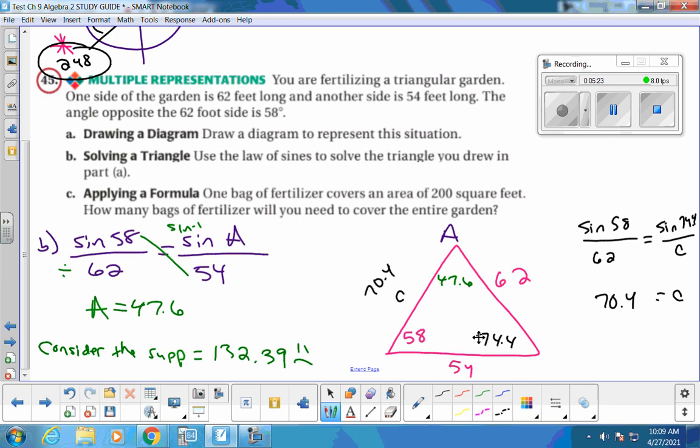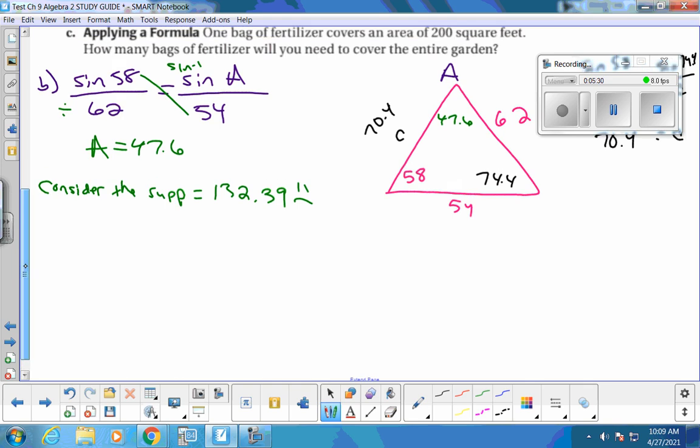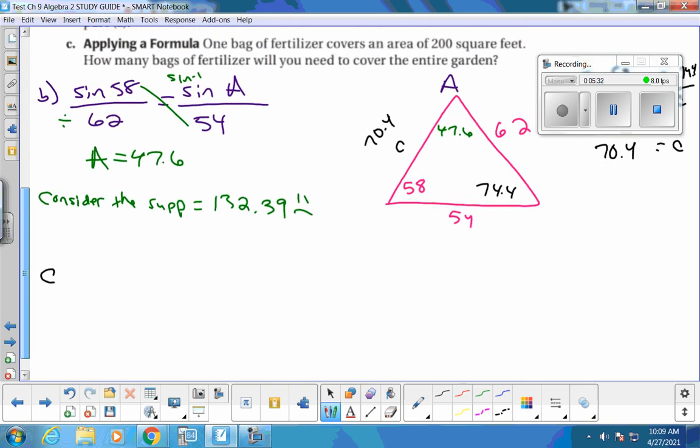Alright, we're not done with the problem. That was only part B. We have to talk fertilizer. Extend my page a little bit. So what we have to do is apply fertilizer. 1 bag of fertilizer covers an area of 200 square feet. We better find the area of this garden.